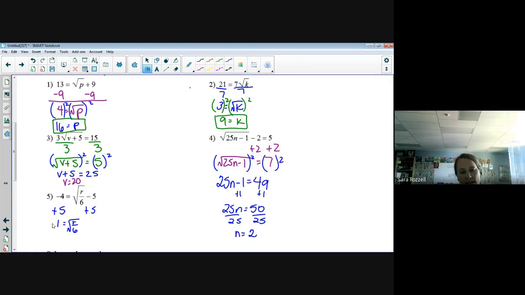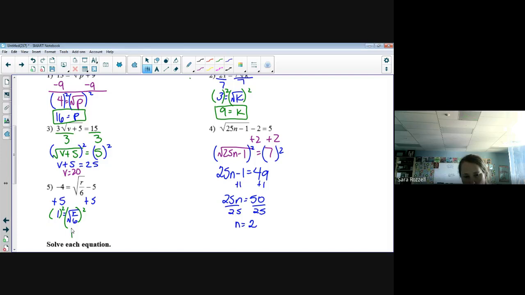Since the square root is by itself, now we will square both sides. One equals r over 6. And we have divided by 6. What's the opposite of divide by 6? What operation? Times. You're going to multiply by 6 on both sides. 1 times 6 is 6. So r equals 6. So I multiplied the 6 over to the 1.